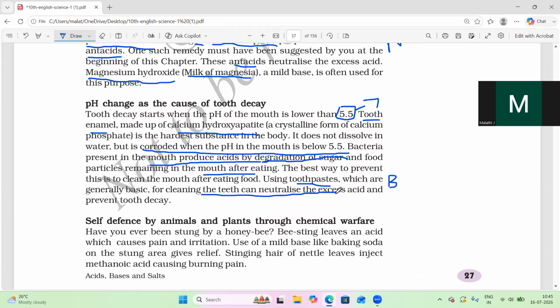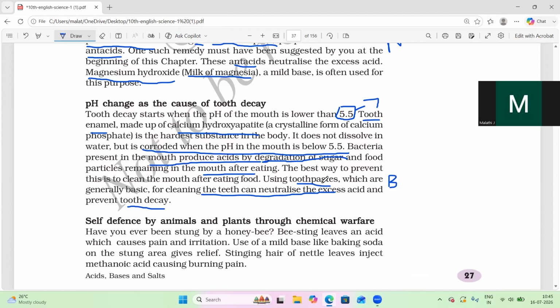When tooth enamel starts decreasing, when it starts getting damaged, so what will happen? Finally, the tooth will decay. Day by day, it starts decaying. So to avoid this decay, we have to brush our teeth.